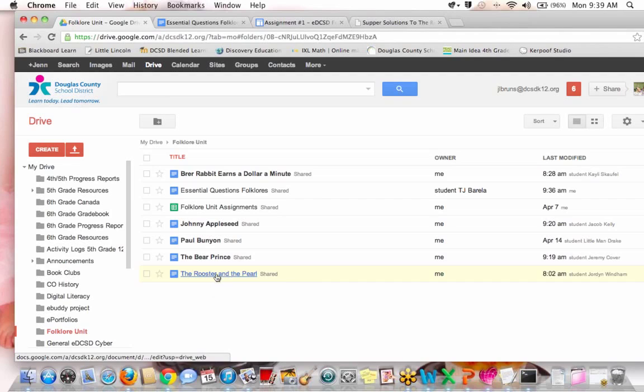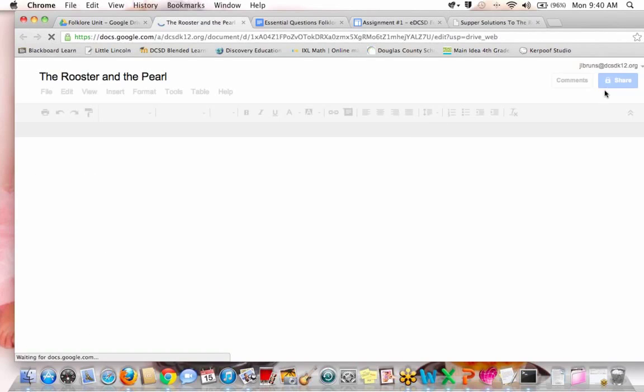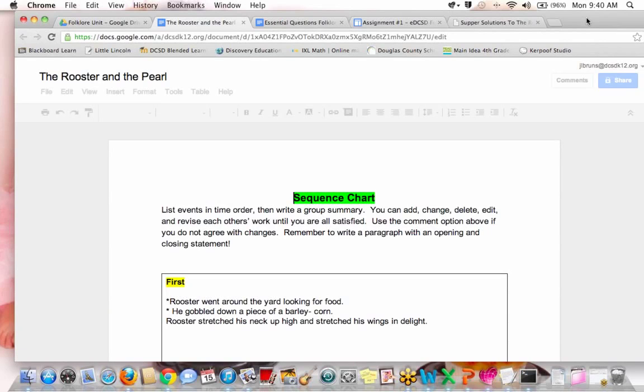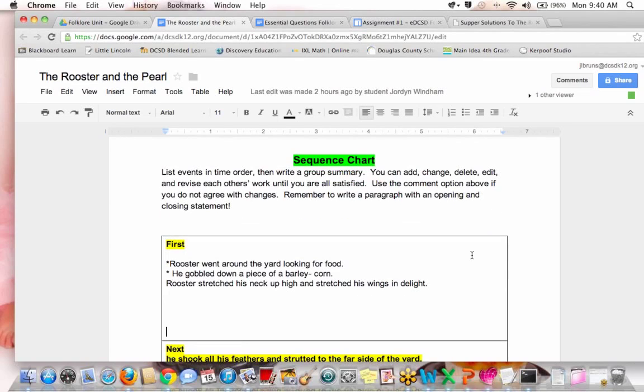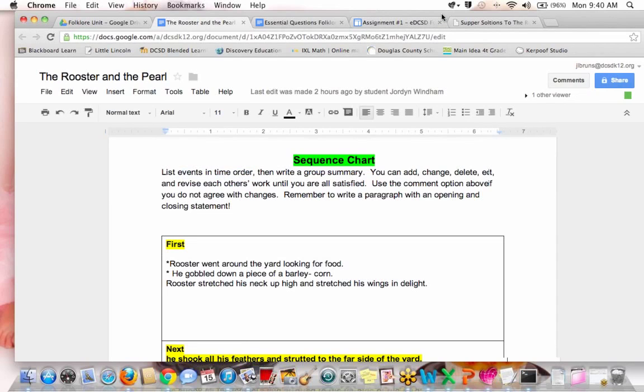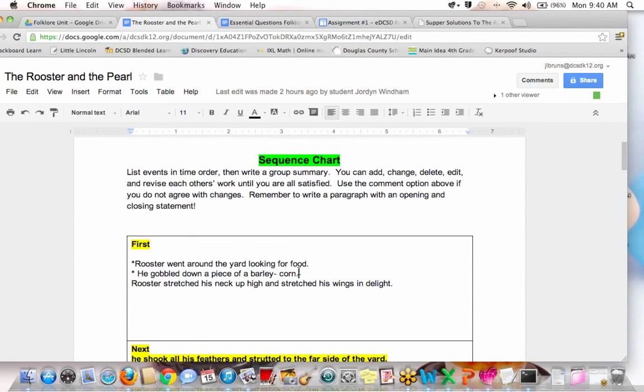I'm going to start with the Rooster and the Pearl because we only have one student here with us today, and that's TJ, to represent this group. And I'm going to go ahead and read it for him. So you were supposed to basically list the events in order and then at the end write a summary. And this group did a really great job. There were a lot more kids in the last VC that was in this particular group.